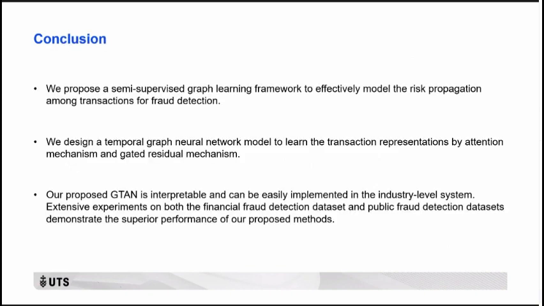Next, we summarize our contributions. First, we propose a graph learning framework to effectively model the relationship among the transactions for fraud detection, which fits the real-world fraud patterns. Second, we design a temporal graph neural network model to learn the transaction representations by attention mechanism and gated residual mechanism. The proposed model is concise and effective in jointly and automatically learning from features and labels. Third, our proposed GTAN is interpretable and can be easily implemented in an industry-level system. Extensive experiments on both the financial fraud detection dataset and public fraud detection datasets demonstrate the superior performance of our proposed methods.